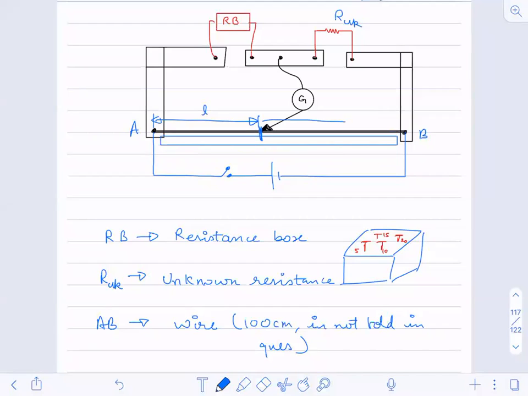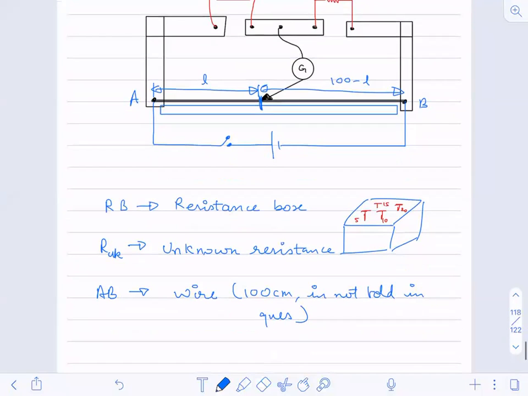Then what will be this length? If this is a wire of 100 centimeter, and one part is L, then the other part will be how much? 100 minus L. Very good. So do you understand every setup?